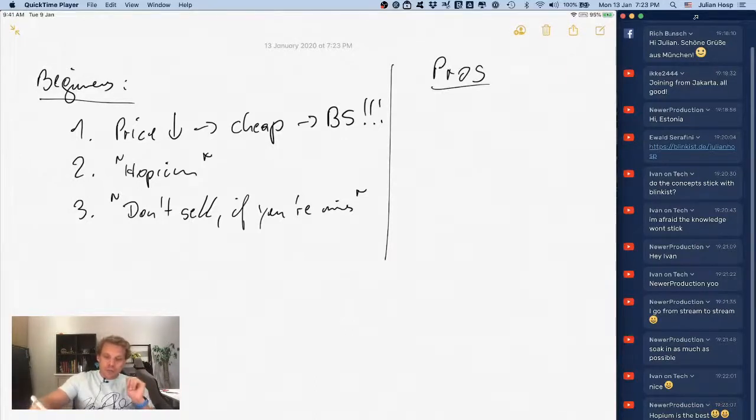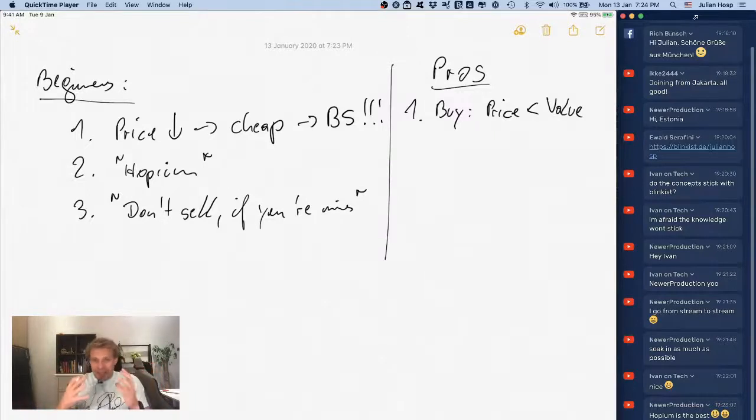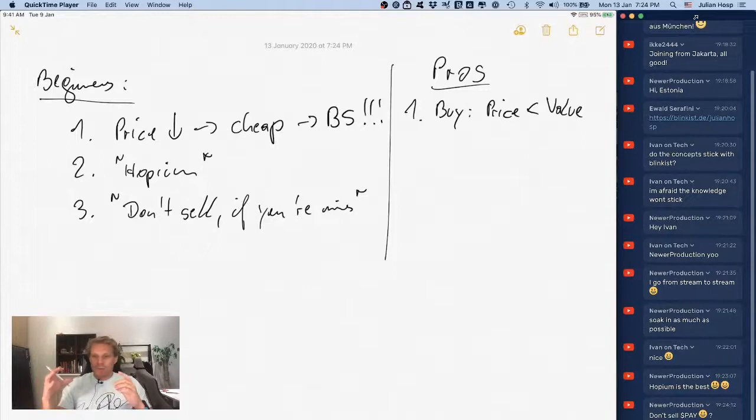The pros, and that's the key thing, have a very, very simple concept. You buy, and this is the very simple thing, when price is under value. That's it. It might actually be that the price goes up, but maybe the value has gone up way more, and then, in my opinion, you should be buying because the price is lower than the value.